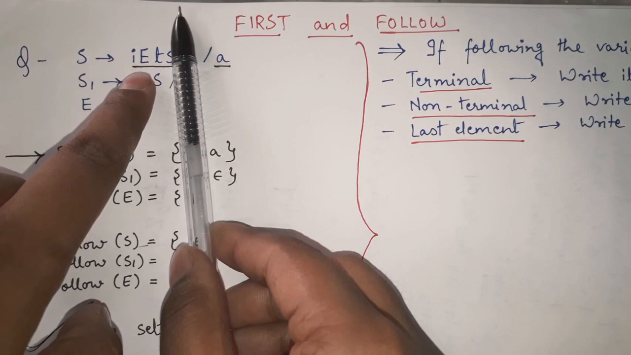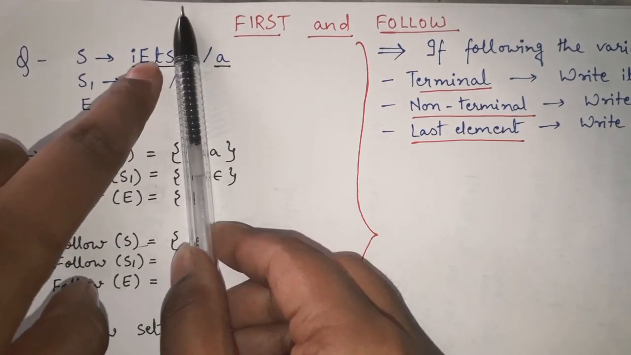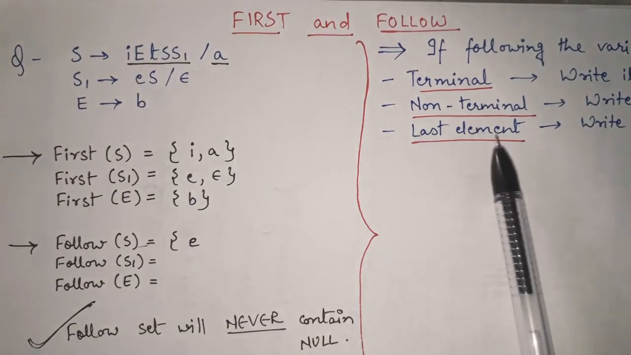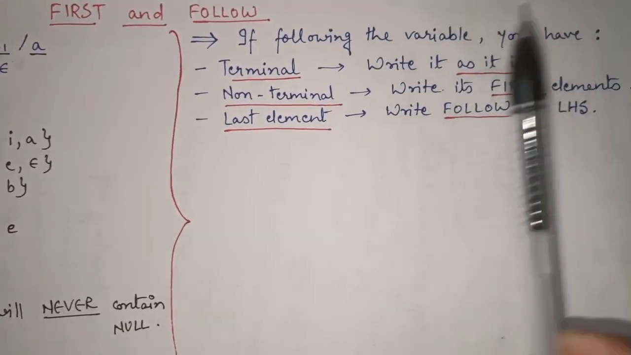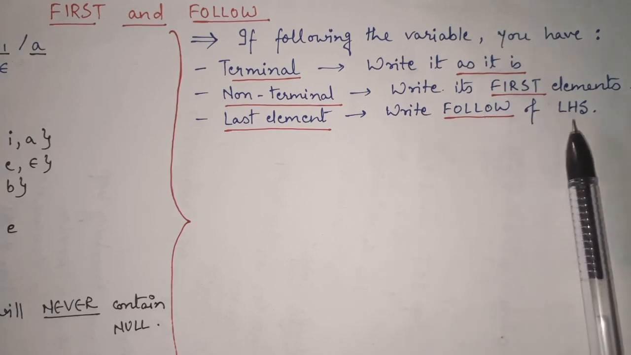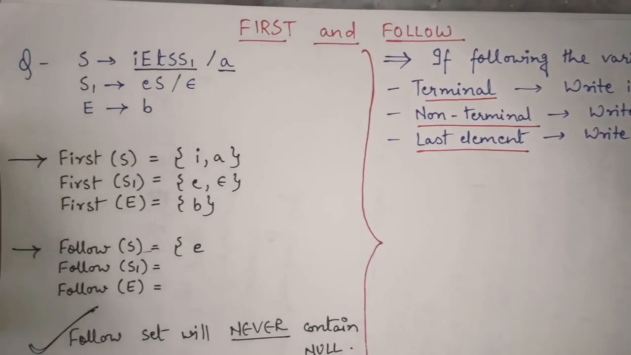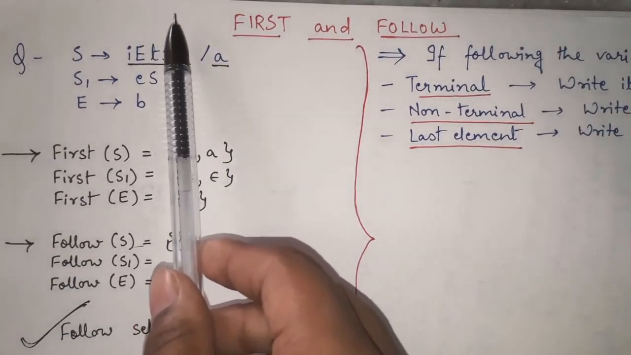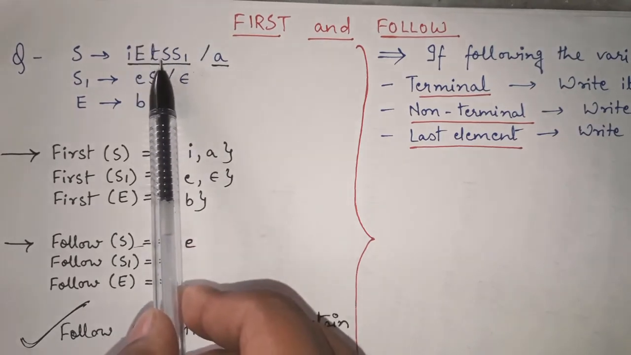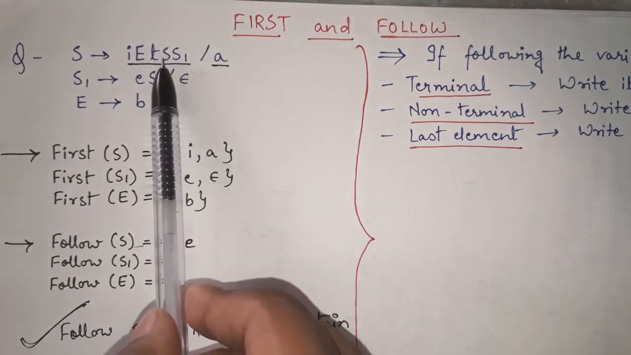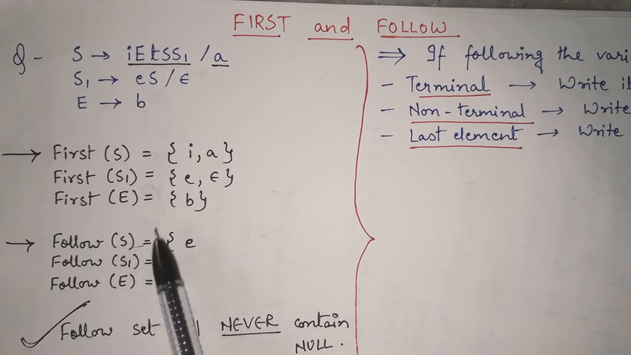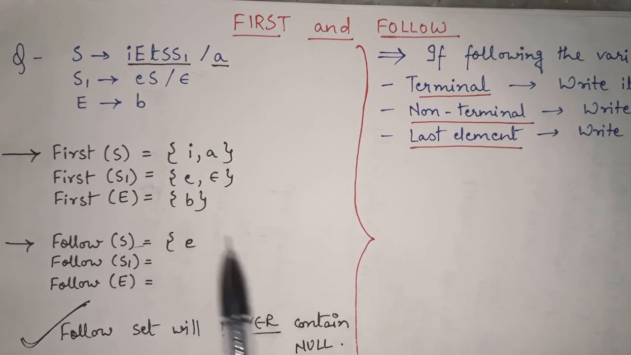If I remove here S1, then this S will become the last element of the production, and whenever I am having the last element of the production, what does the rule say? Write the follow set of LHS. If I put null in the place of S1, putting null means nothing, so S will become the last element, and whenever it becomes the last element, my rule says that at that time write the follow set of S. Now the follow set of S, we don't have any follow set of S yet, so only E will be there.